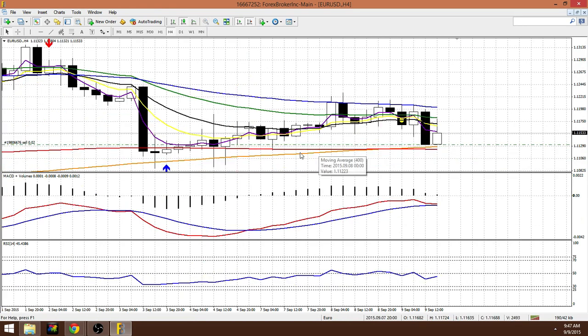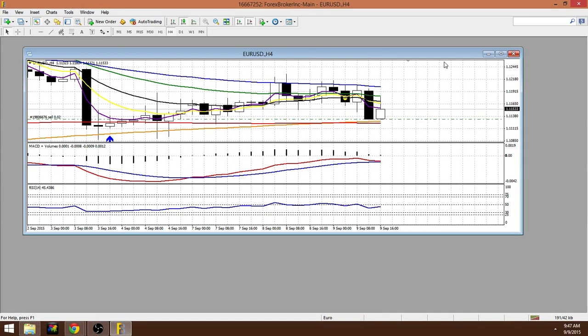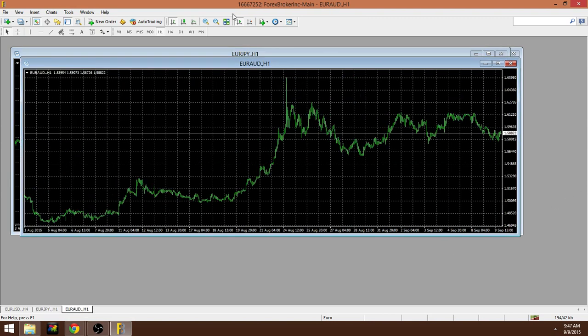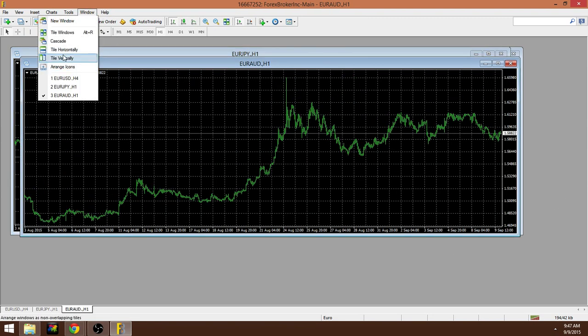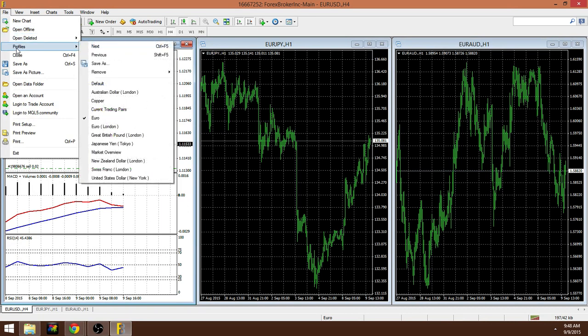You know, guys, this is what I've been doing. Been practicing this, applying it. And then what I do is I'll add probably like, let's say this one and this one, and I'll set it up like this, tile, and I'll have three of them that I'm looking at and monitoring, just so I can see exactly what's gonna happen.